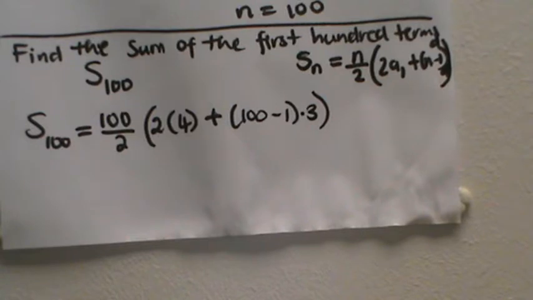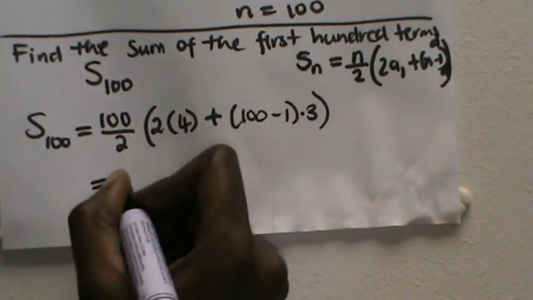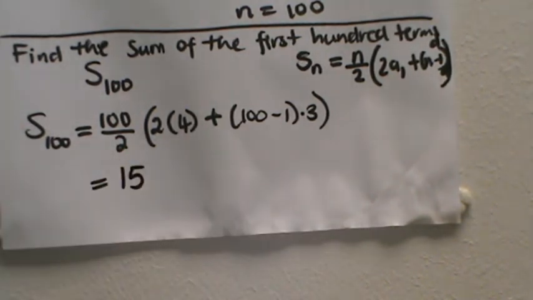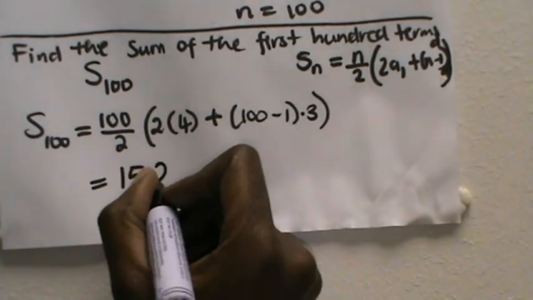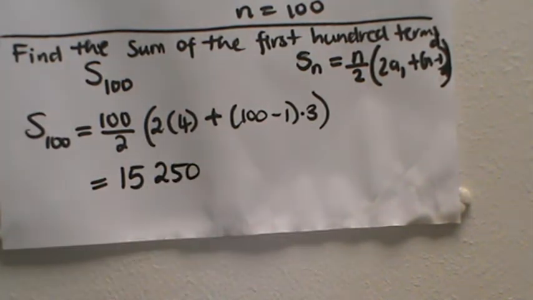punch it in on the calculator, get the answer, and if you've done that correctly, I think the answer is 15,250. Okay, and that is a pretty big number to get to, especially if you're adding small numbers, like you start with 4, 7, 10. To get to 15,250 is going to take you a while, but that is the answer, and very simple to do.